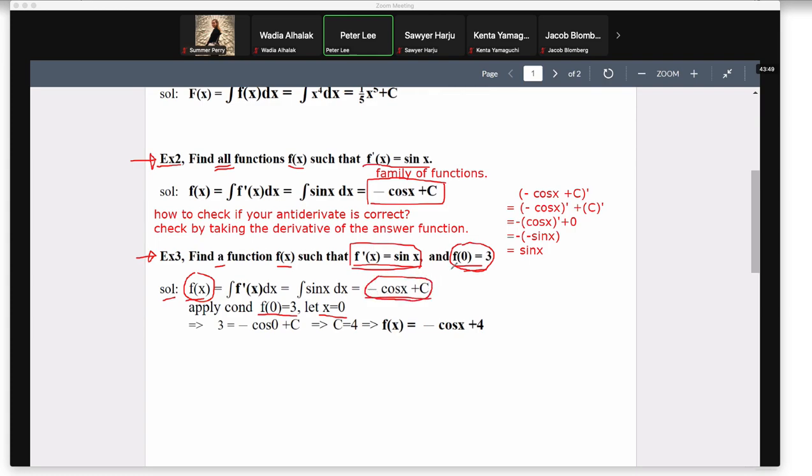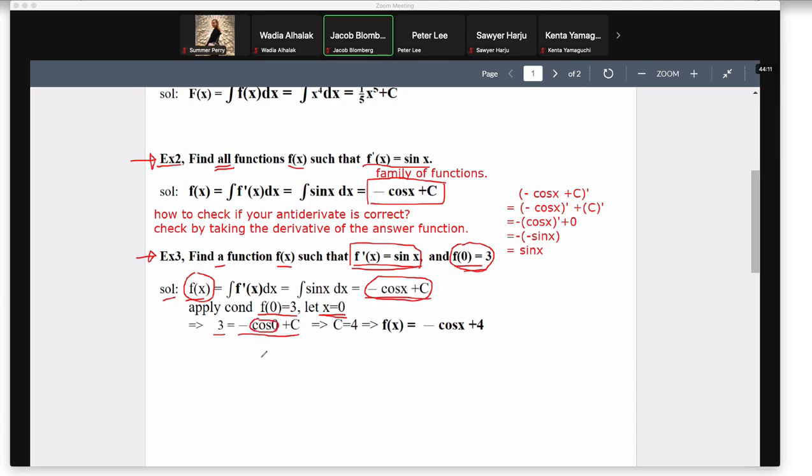Now we need that condition satisfied: f of 0 is 3. That's where we got the 3 there. Cosine x equals 0 there, and so what is cosine 0? Does everybody know what cosine 0 is?